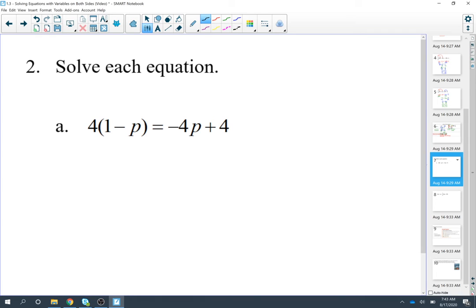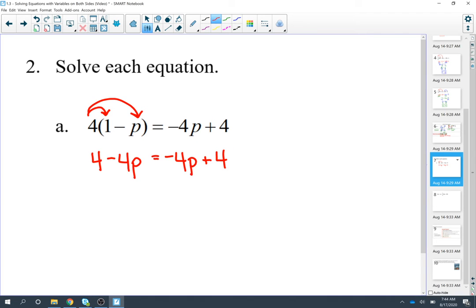So number 2, letter A, solve each equation, and we're either going for our typical one solution or our new no solution or infinitely many solutions. Let's see what happens here. So left side of the equation, I'm going to start by simplifying. 4 times 1 is 4. 4 times negative p is negative 4p equals negative 4p plus 4.